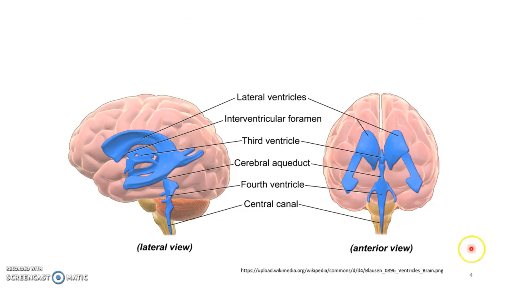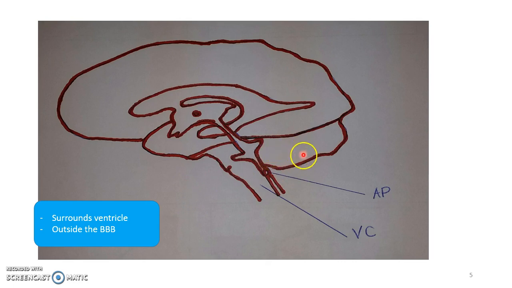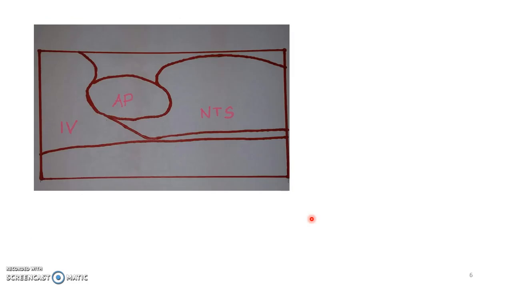So going back to that, we know that's the fourth ventricle there, and then the central canal. This is the cerebellum. So the cerebellum is here, the fourth ventricle is there. So this is called the area postrema, and this is the vomiting center, or the emetic center. So the area postrema surrounds the ventricle, and it is located outside the blood-brain barrier.